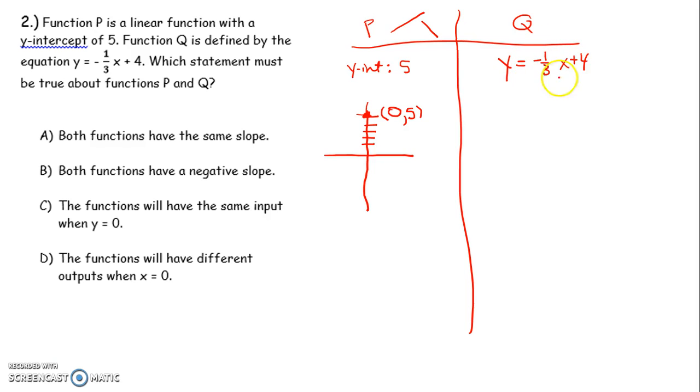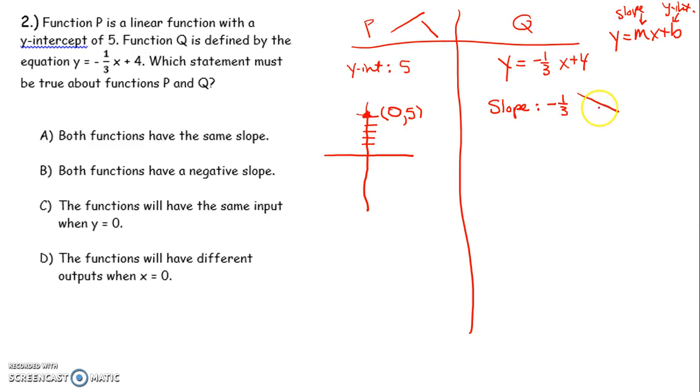So function Q, if you remember y equals mx plus b, they actually give us the slope for function Q and they give us the y-intercept. They give us a little more information about function Q. So if I look at function Q, I know my slope is negative 1/3. So it's going to be a negative slope. It's going to be going down as I move left to right. It's linear because it fits this form. So it's going to be a straight line going down.